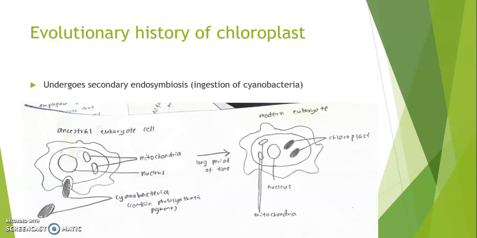So the evolutionary history of chloroplast. Chloroplast undergoes secondary endosymbiosis after the primary endosymbiosis, which involves mitochondria, but the secondary endosymbiosis involves the ingestion of cyanobacteria by the ancestral eukaryote cell. You can see here the ancestral eukaryote cell will ingest the cyanobacteria that contain the photosynthetic pigment that will evolve into chloroplast after a very long period of time. And then you can find the chloroplast in the modern eukaryote cell.